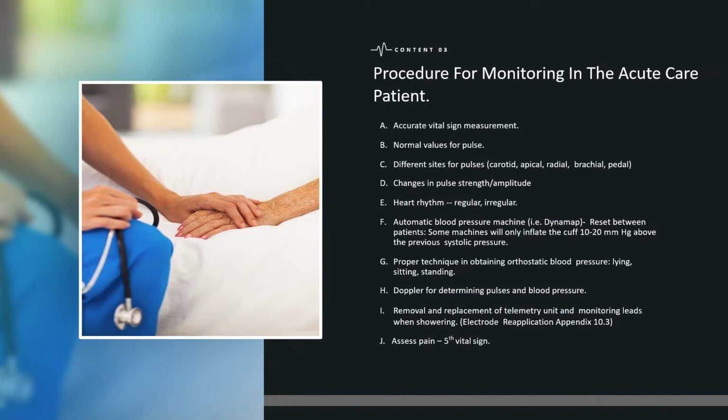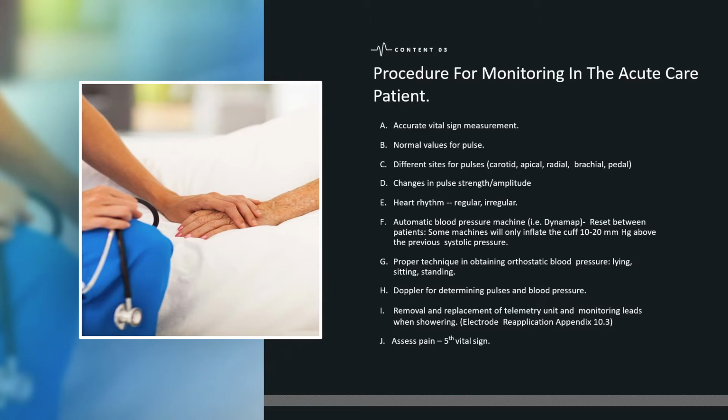Content 3. Procedure for monitoring in the acute care patient. Accurate vital sign measurement. Normal values for pulse. Different sites for pulse, such as the carotid, apical, radial, brachial, and pedal. Changes in pulse strength and amplitude. Heart rhythm, regular versus irregular.